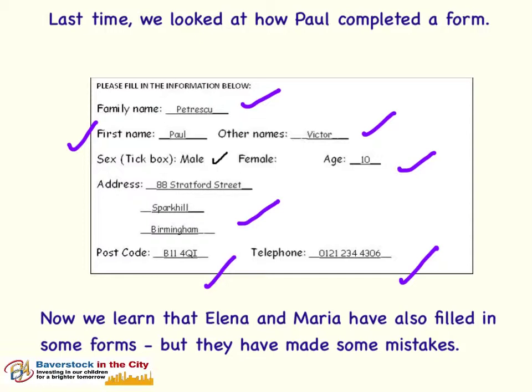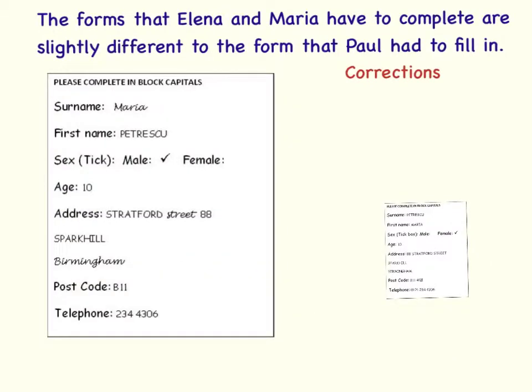Now we learn that Eleanor and Maria have also filled in some forms, but they have made some mistakes. The forms that Eleanor and Maria have to complete are slightly different to the form that Paul had to fill in. One of the differences is this here that states please complete in block capitals. This simply means that every letter has to be a capital letter, or uppercase if you're using a word processor, and each letter has to be separated from the next letter.